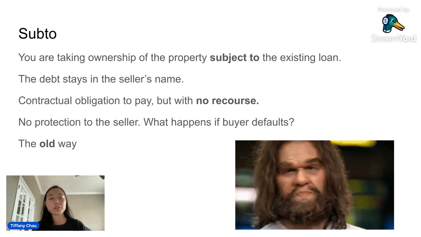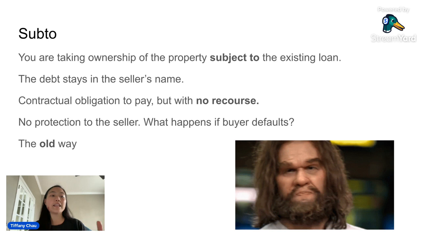So let's talk about that, starting off with a Subto transaction. So, what is a Subto? It's when you are taking ownership of the property, you're buying a house subject to the existing mortgage. So, that existing debt will stay in place and that existing debt will stay underneath that seller's name. The buyer will make a promise to pay these payments, but it's really just that. It's a promise to pay the payments, right?